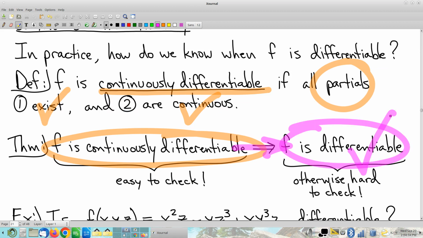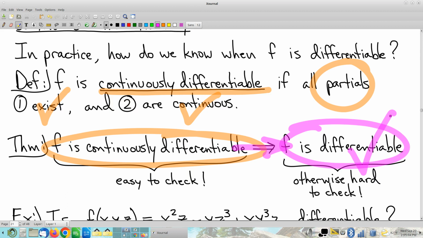And in practice, this is how it's done, right? Day in and day out. If you need to know a function's differentiable, check to see if it's continuously differentiable. Super easy to do. You've got to check for partials. Got to make sure they're continuous. Boom. Instantly you know the function's differentiable. You don't have to deal with all that relative error inconvenience.